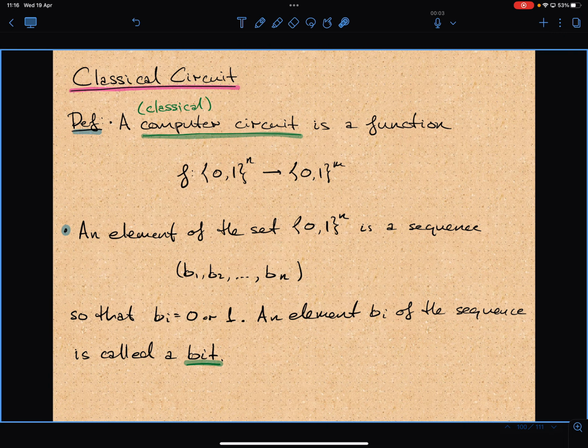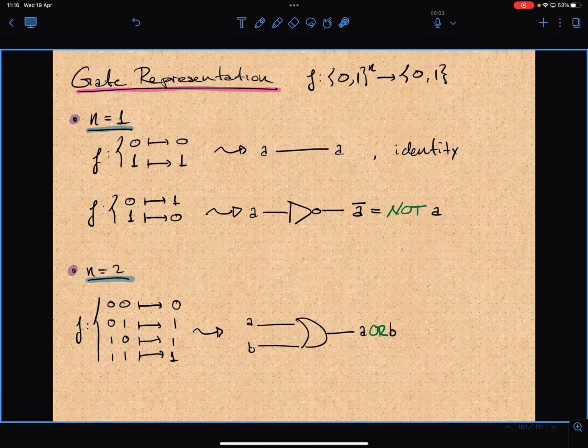And for the case where we have small n's, and m is equal to one, we're familiar with some of the diagrams for the different types of circuits. For n equals 1, we have the identity circuit, a map that just maps 0 to 0 and 1 to 1. This is represented by a wire. So it's electricity going from A to A. Nothing is changing, and this is going to be the identity.